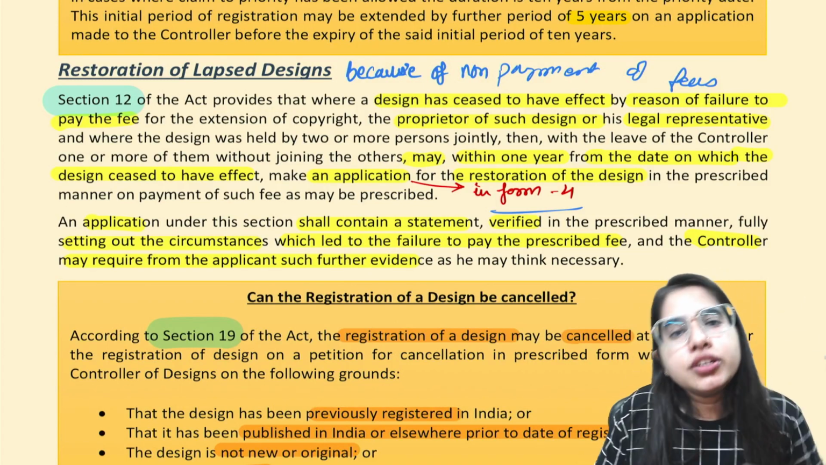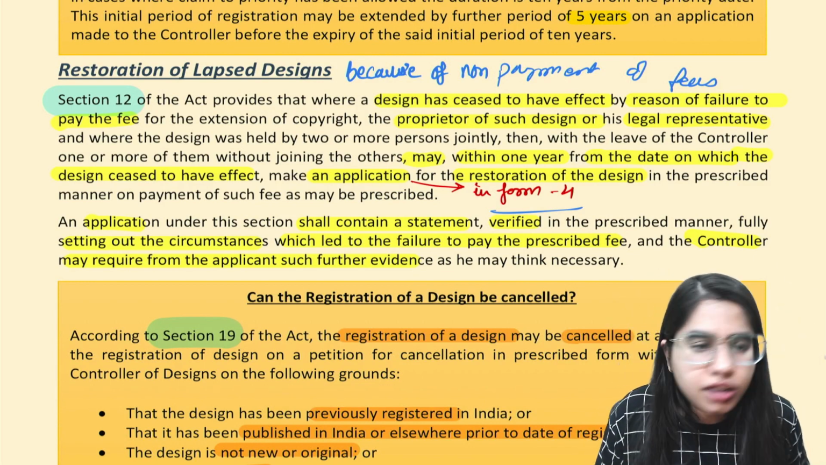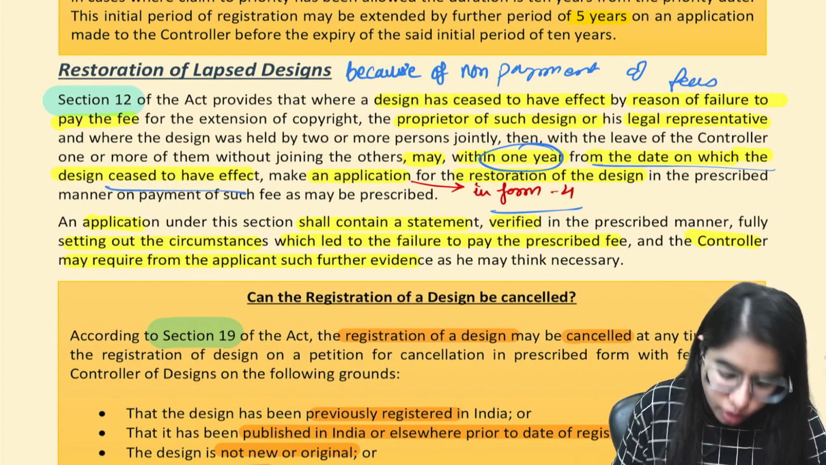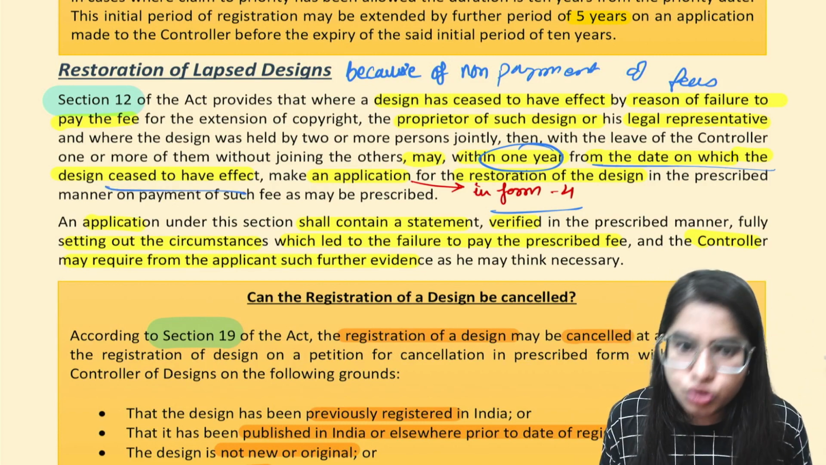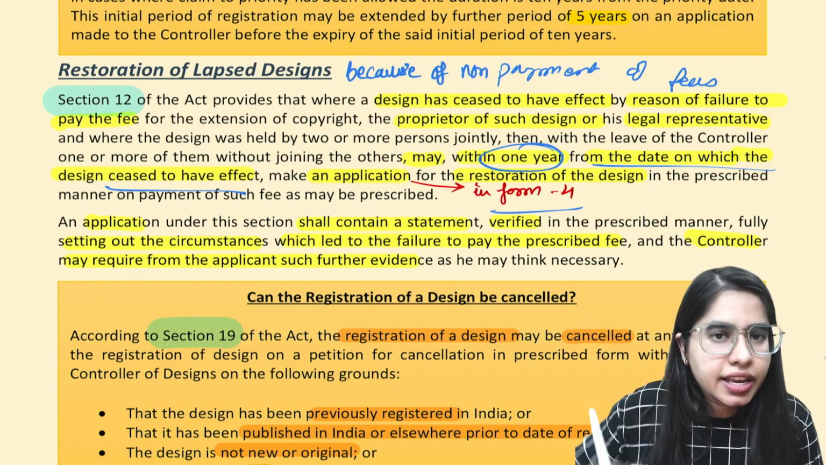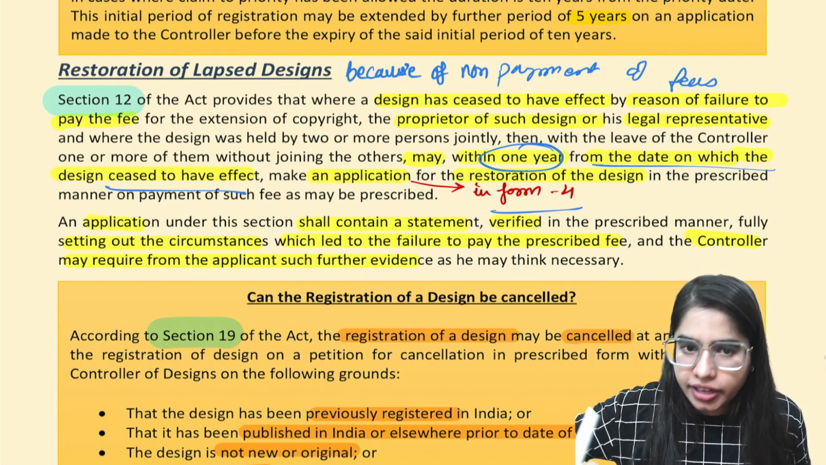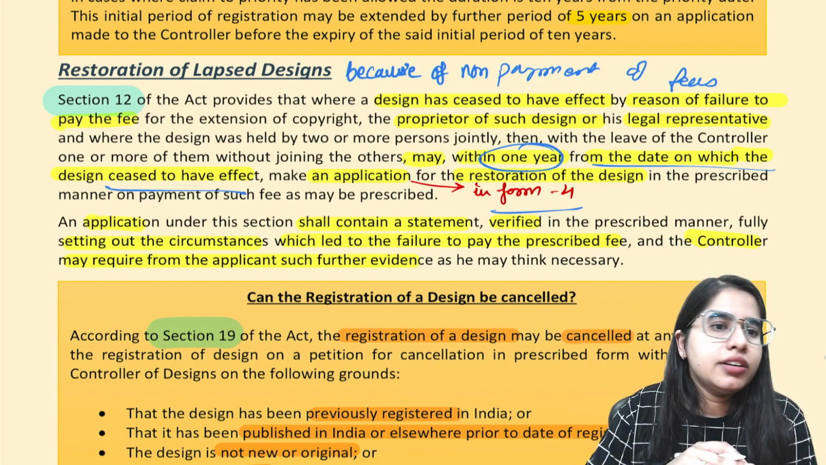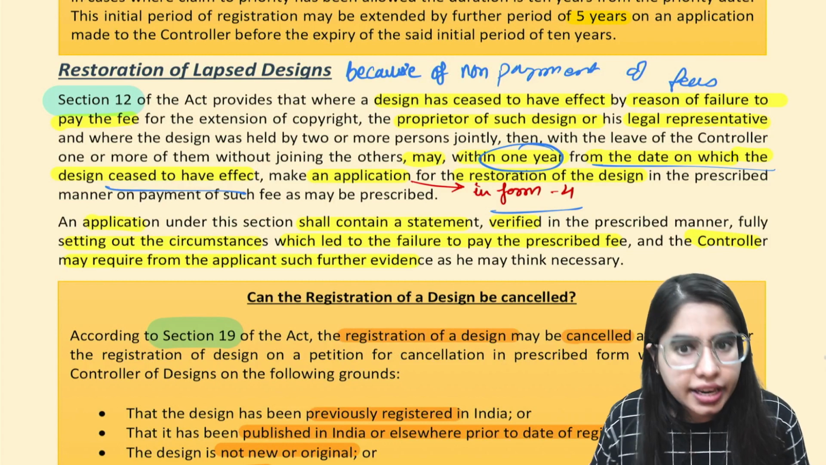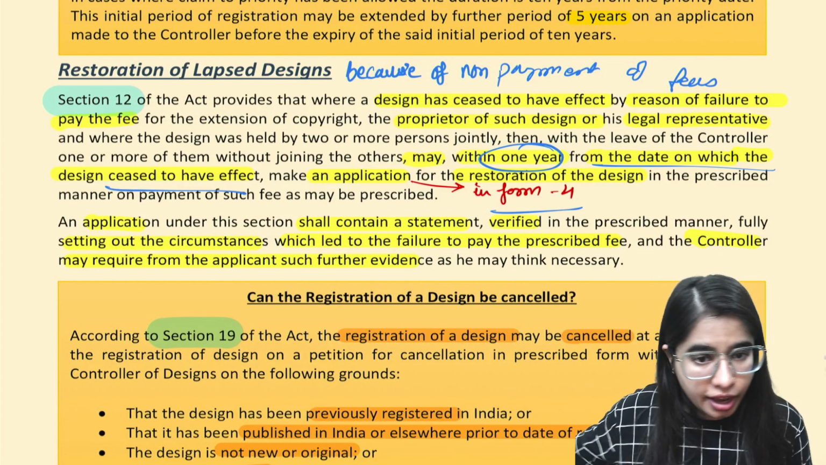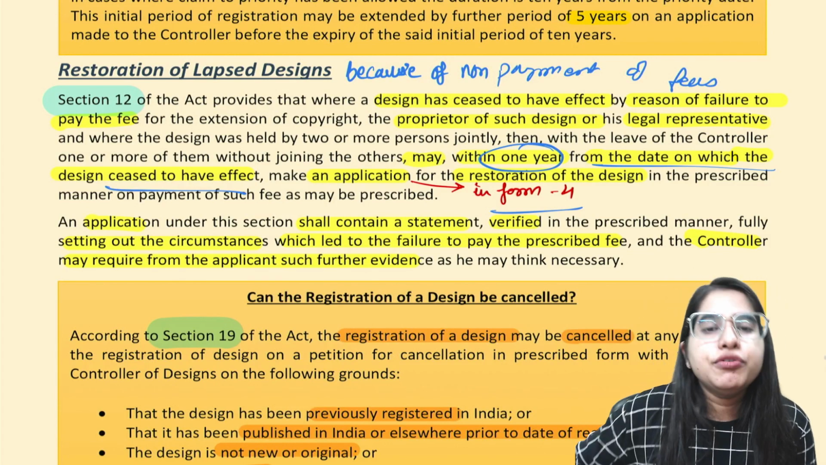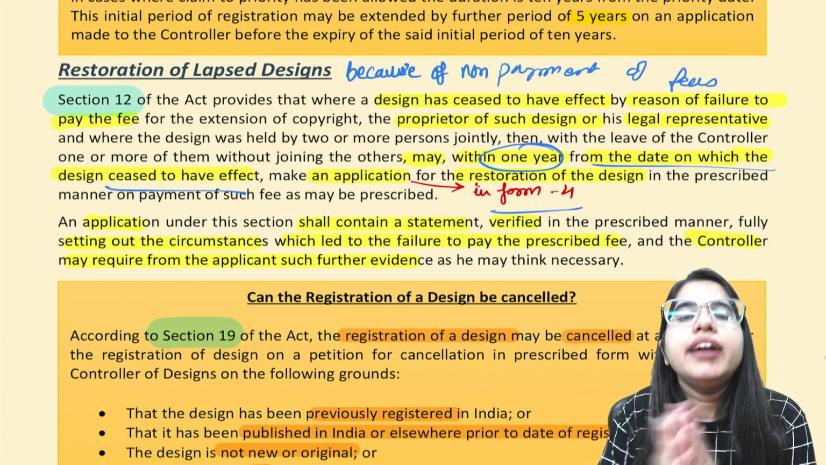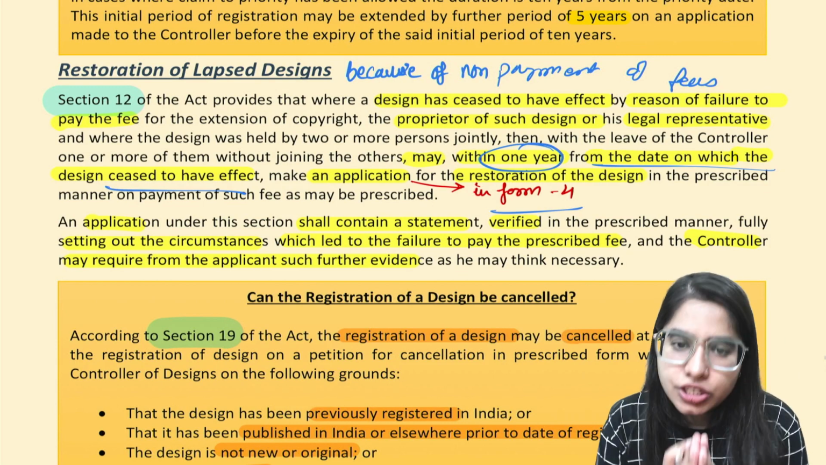But if you make that application after 3 years, will it work? No, that application has to be made within 1 year from the date on which the design has ceased to take effect. Let's say after 10 years I can get extension, right? So let's say after 10 years I did not pay extension fees, I did not get it extended, so my design is lapsed. Now after my design is lapsed, within 1 year I can file a form 4, I can apply to the patent office, and I can get my design restored. Are we clear with this?